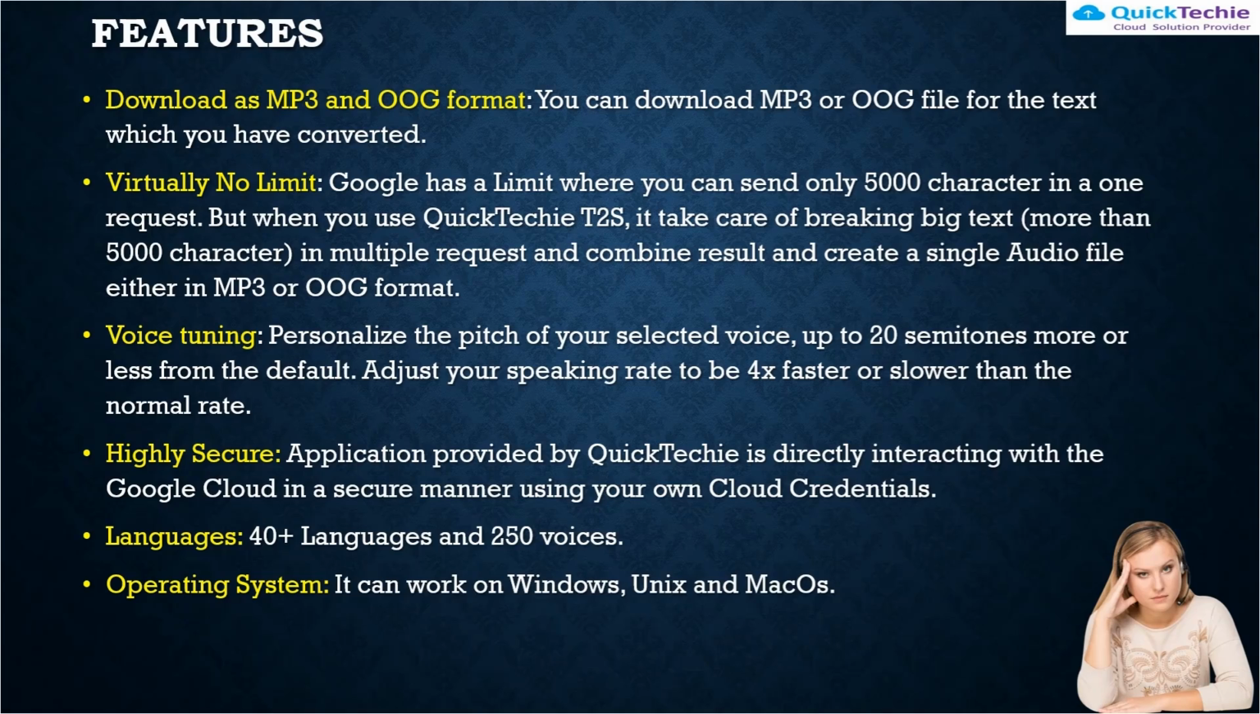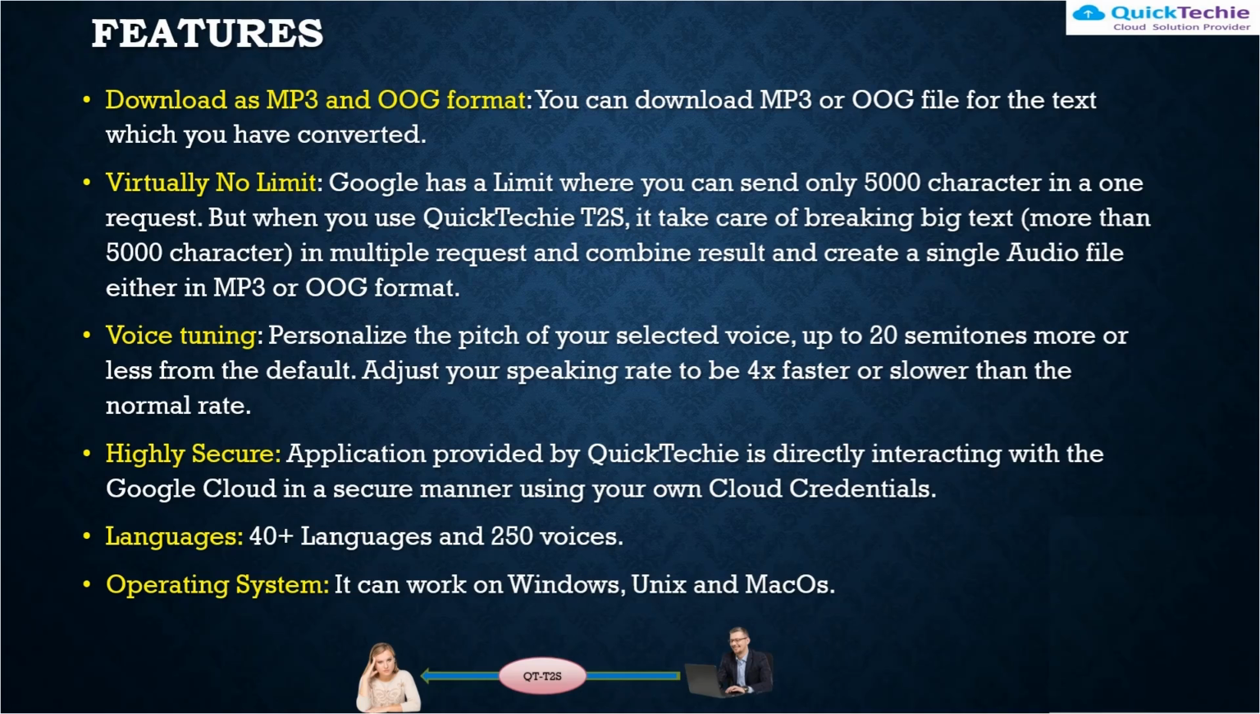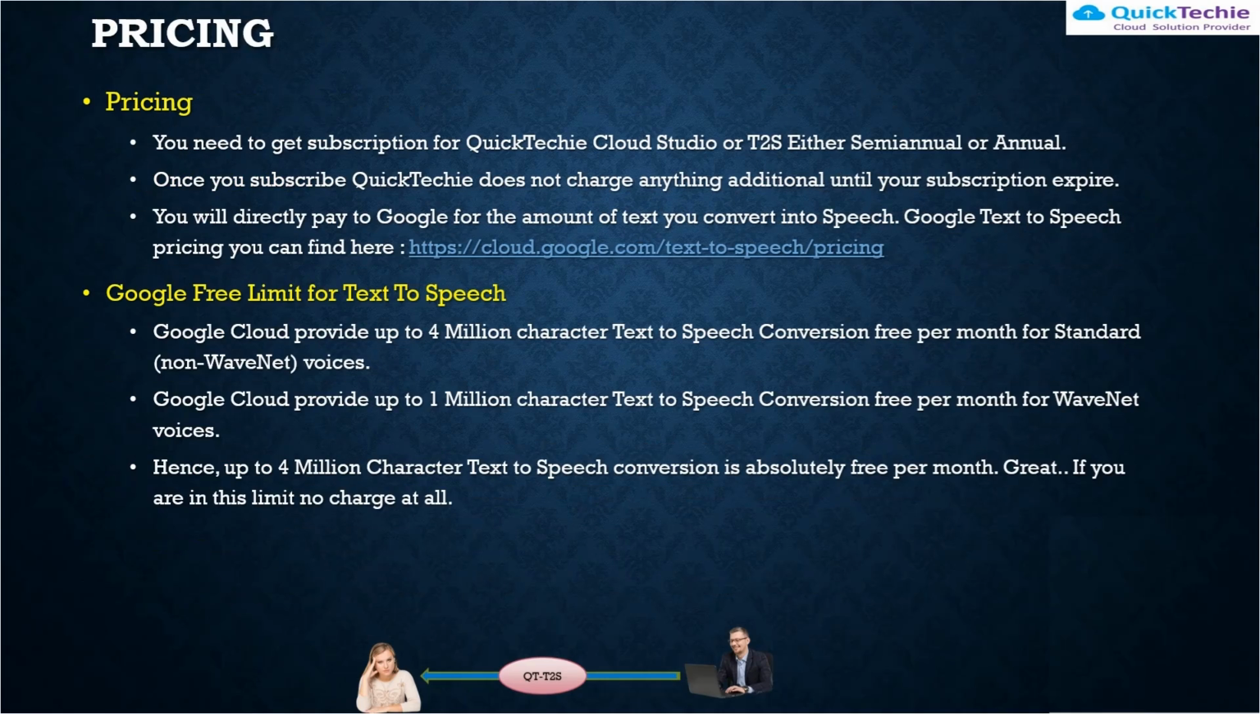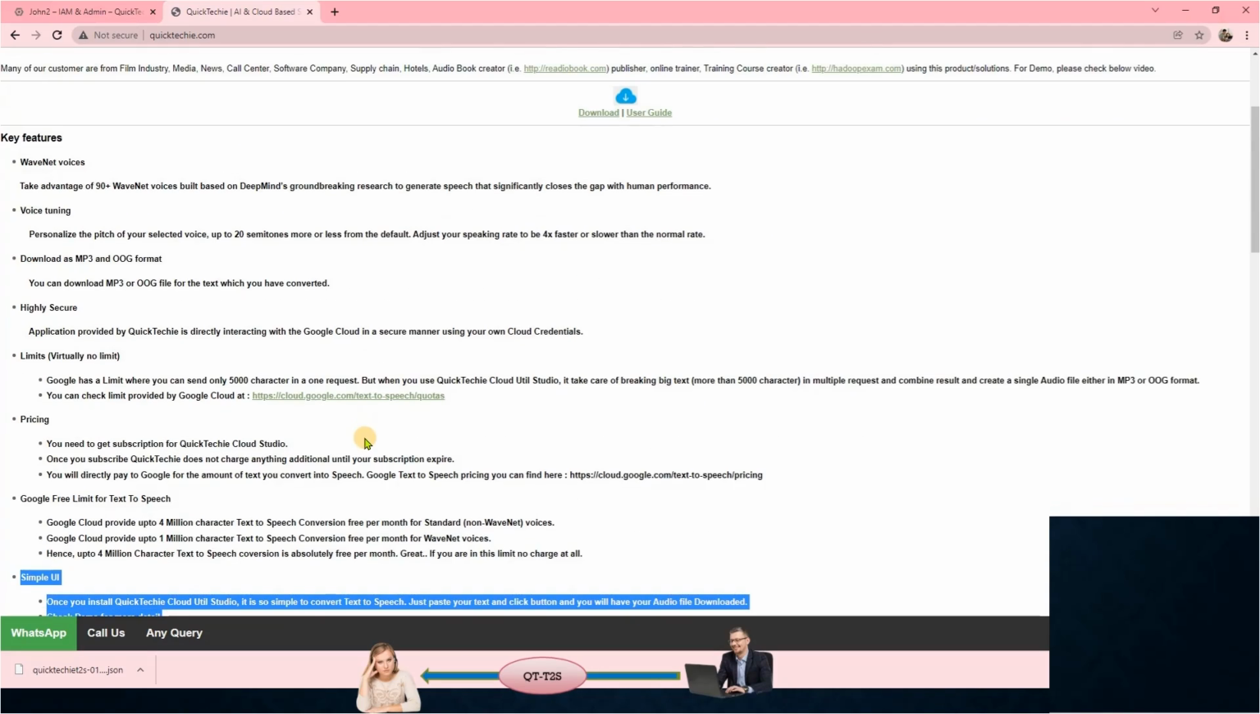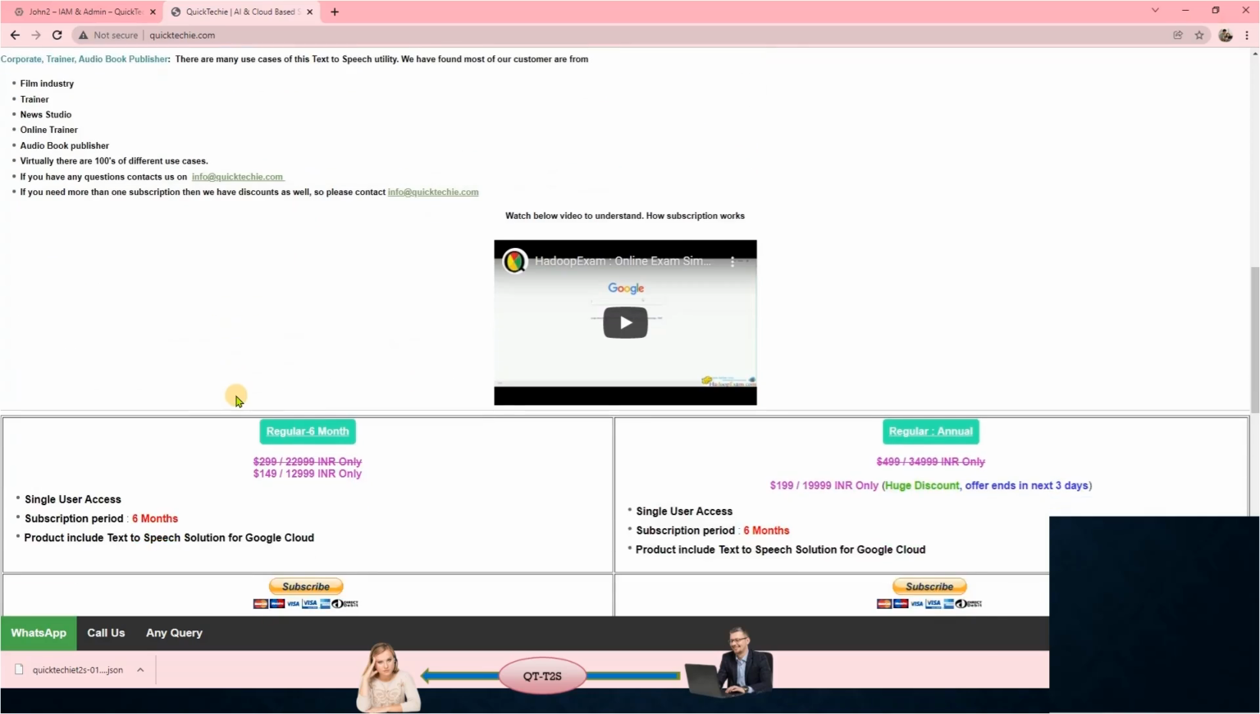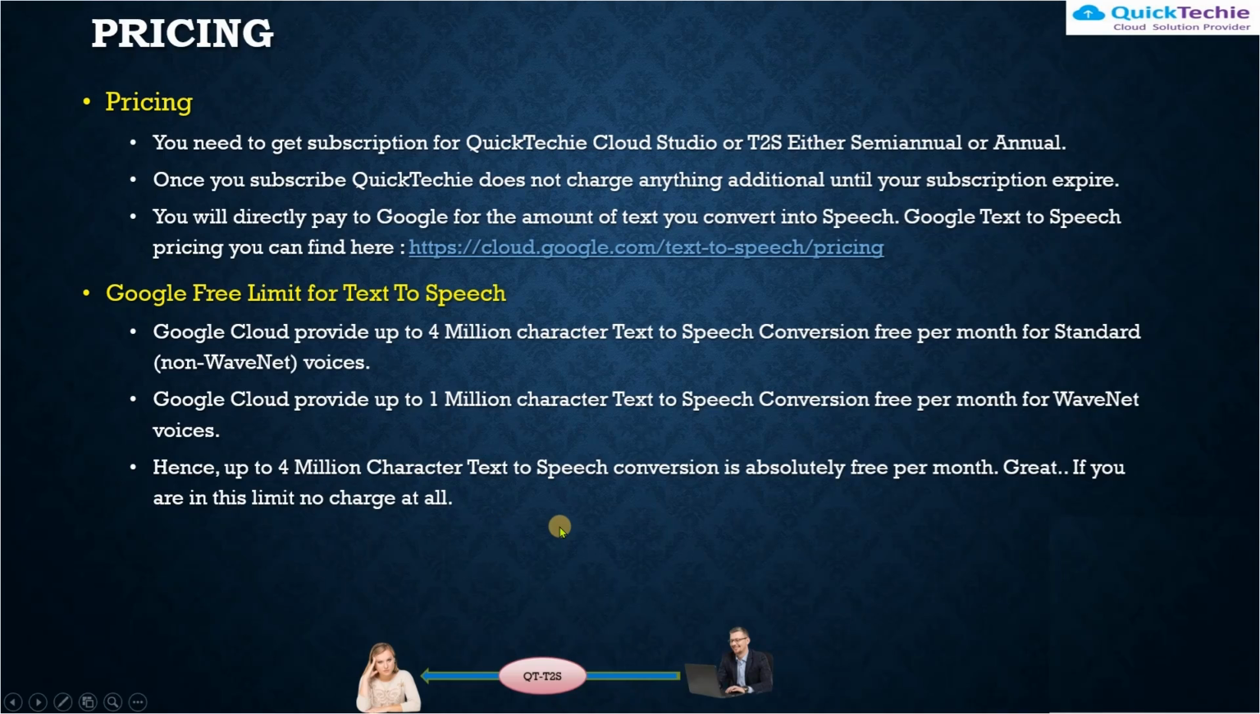Now pricing. You need to get a subscription from quicktechie.com. This is the website where you need to get an annual or semi-annual subscription for using this software. Once you subscribe, there is no character limit and no other limit until your subscription expires. We have subscriptions of 6 months and 12 months, so you can subscribe to this.